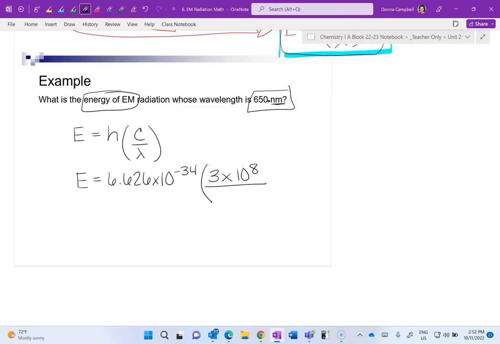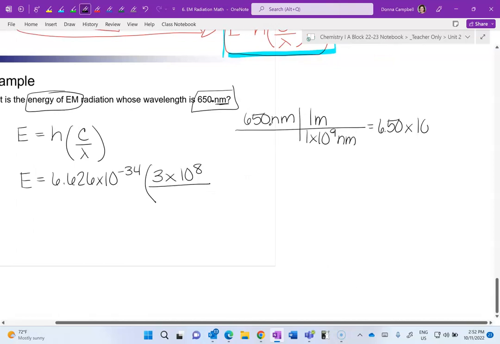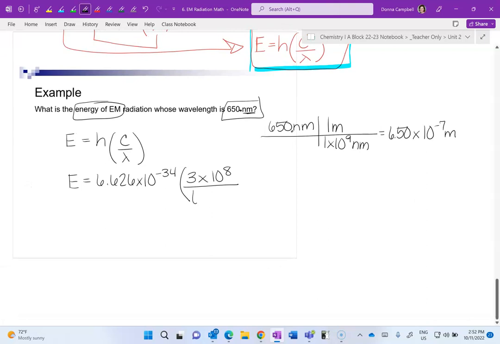nanometers. Let's change that real quick. 650 nanometers, 3 sig figs. 1 times 10 to the 9 nanometers in 1 meter. That's 6.50 times 10 to the negative 7 meters. So 6.50 times 10 to the negative 7.